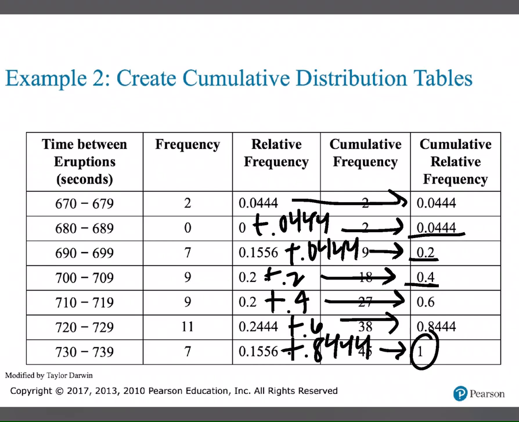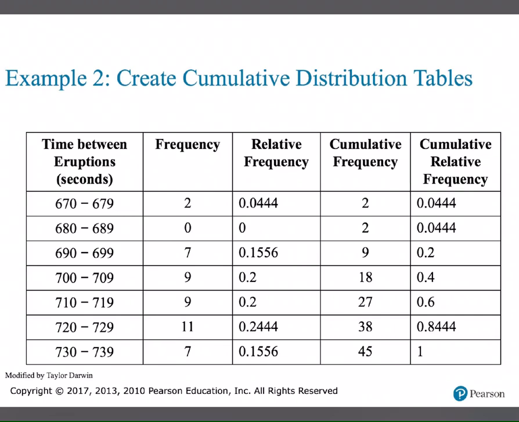Now, with relative frequency, you should always end up with 1, because that means that you got 100% of your observations, or a whole. Versus cumulative, it just depends on the number of observations that you had. Did you look at 45 eruptions, 50, 20, right? That depends on that number.